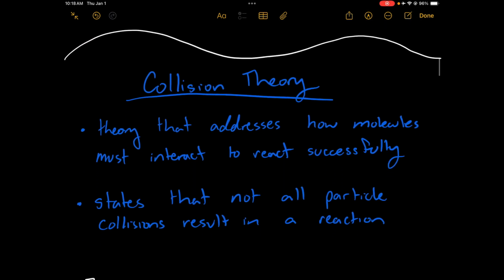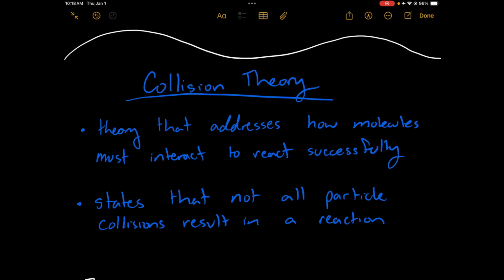So how exactly do we study how fast reactions go? What do we pay attention to, etc.? Collision theory is something that we always pay attention to when we're looking at kinetics, and it's a theory that addresses how molecules have to interact with one another to react successfully. Not all molecular interactions result in a chemical reaction. You have to have enough energy to react, you have to hit each other correctly to react. If two molecules interact with one another and they don't meet specific criteria, they're not going to react with one another.